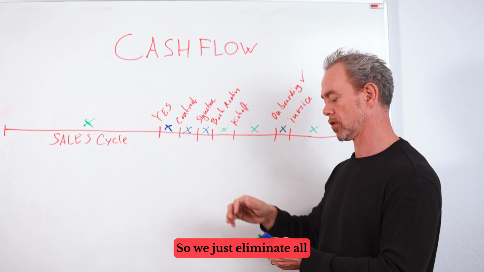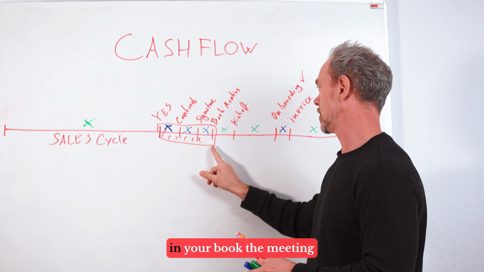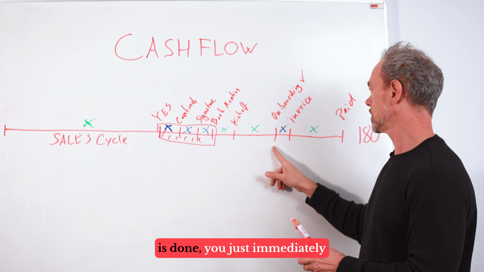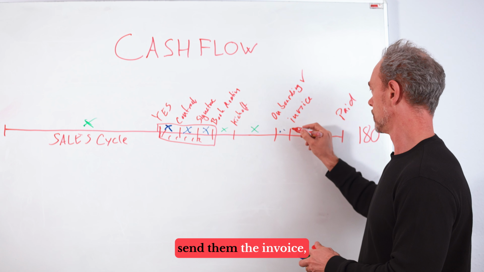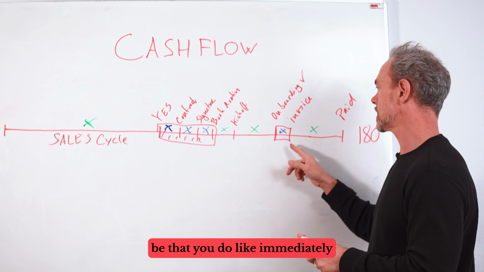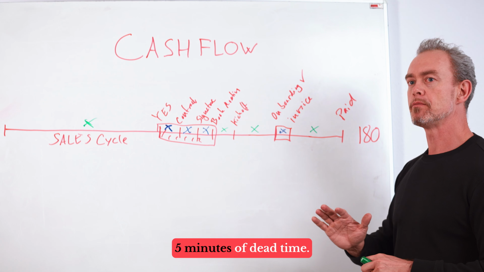So we just eliminate all of these 3. So you go straight from a yes to they have signed and you book the meeting, and then we have a kickoff, and then once the onboarding is done, you just immediately send them the invoice, right? So the idea would be that you do immediately whatever you can to just kill all the dead time. Do not accept more than 5 minutes of dead time.